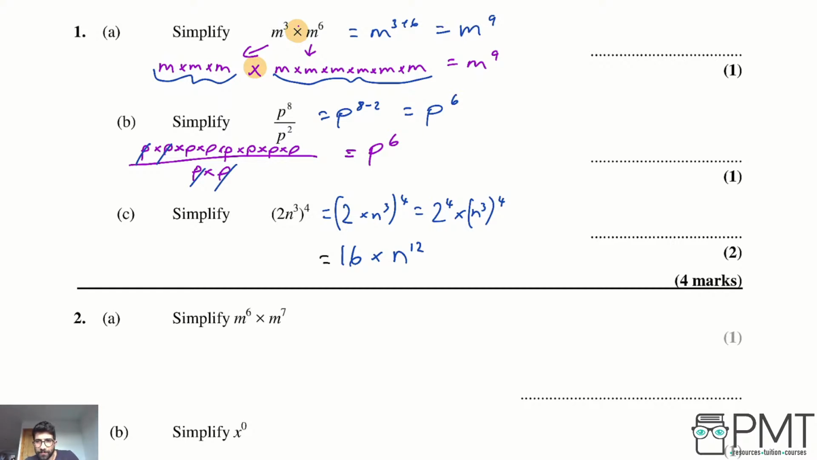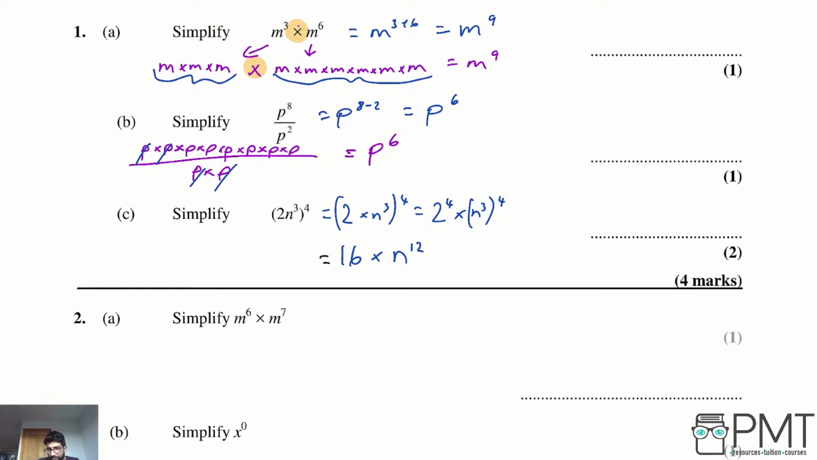Okay, Ishal, why did the 2 go upwards? What do you mean upwards? So are you referring to this 2? So this 2 goes upwards because when there is a bracket with two terms and there's a 4 there, that 4 applies to both of them.